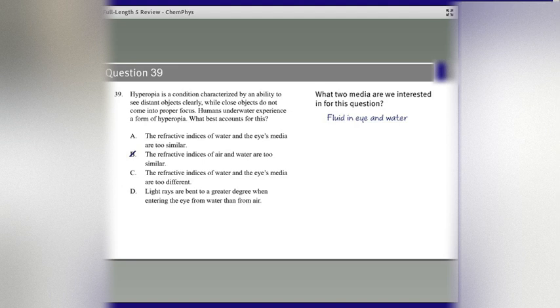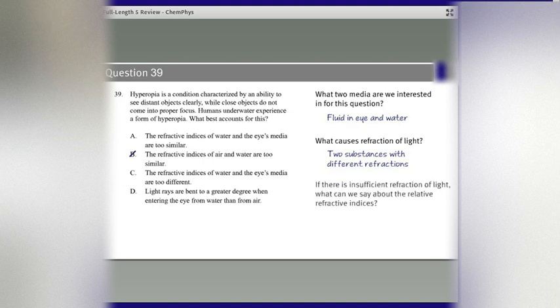So the refractive indices of the water and the eye, well, can you use your answer choices to your advantage here? If there is insufficient refraction of light, what can we say about the relative refractive indices? Are they going to be similar or largely different if this is approximately the same sort of form of hyperopia? Are they going to be similar or too different? Oh, you're absolutely right. They're going to be similar.